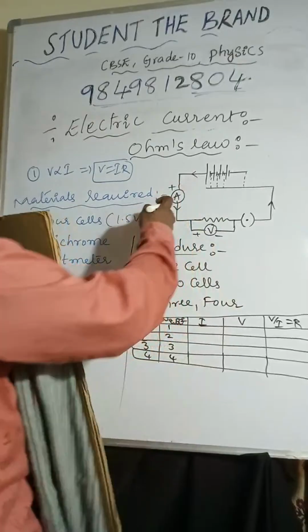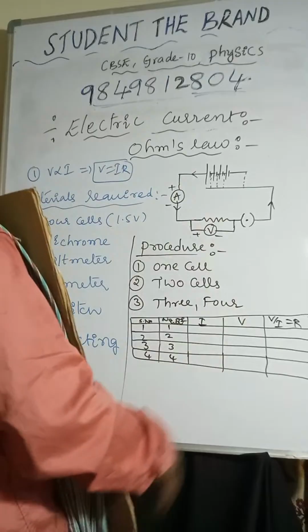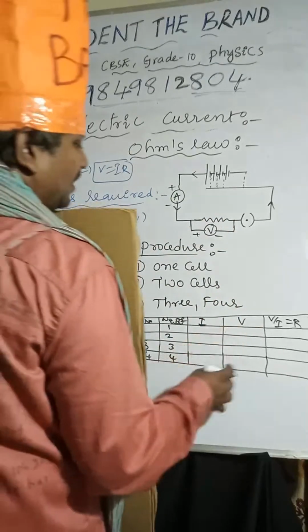Okay, ammeter reading. Current is nothing but the ammeter reading. Voltmeter is nothing but the potential difference. So that is nothing but the voltmeter reading. So you have to draw the graph.